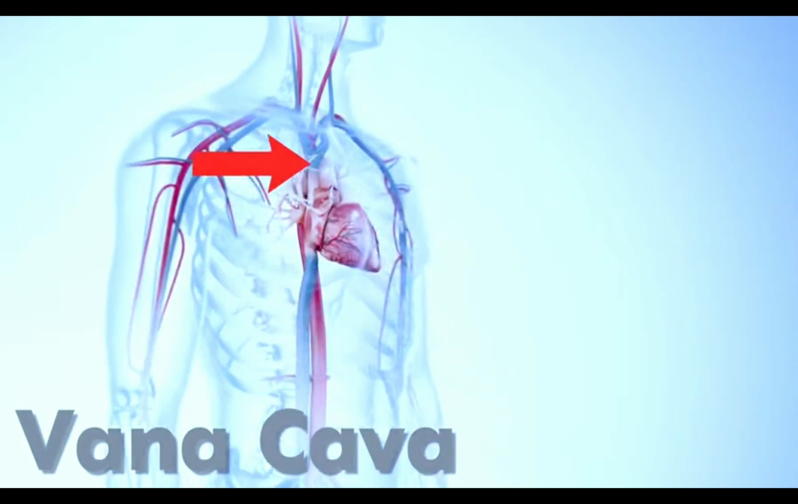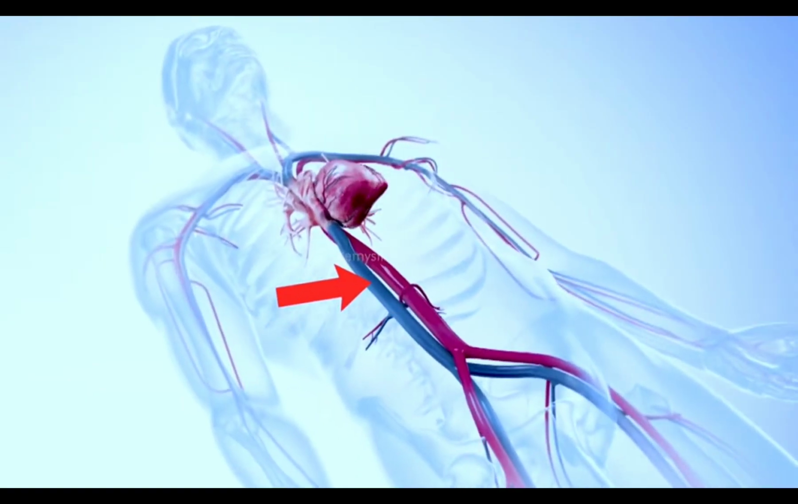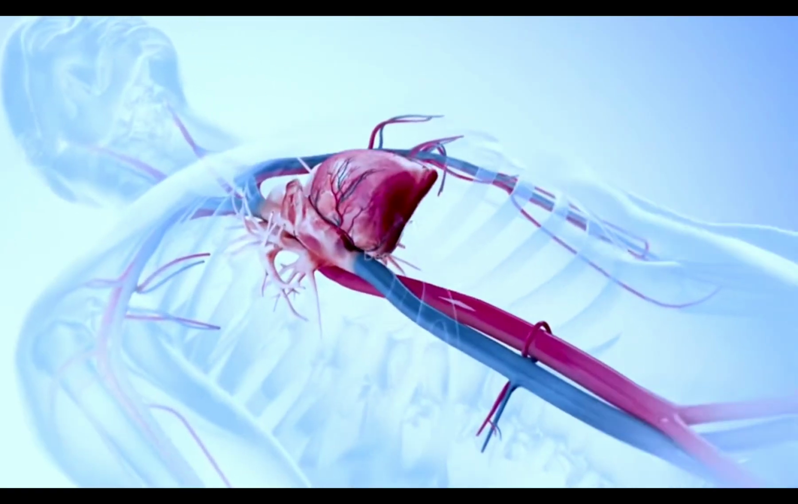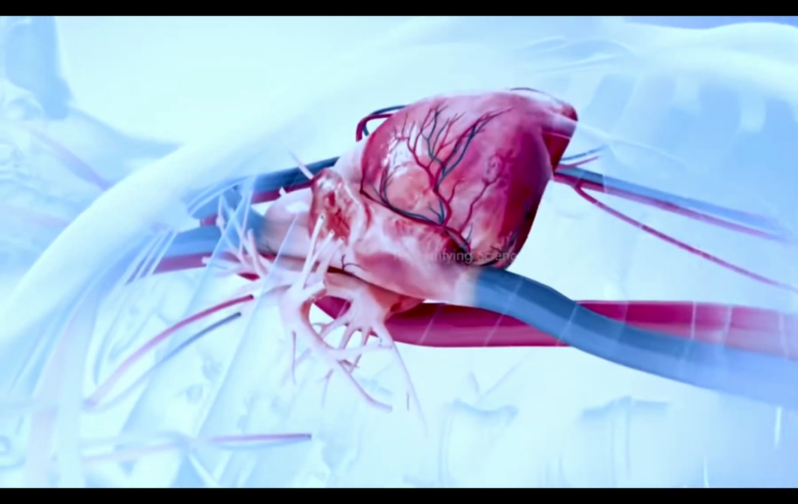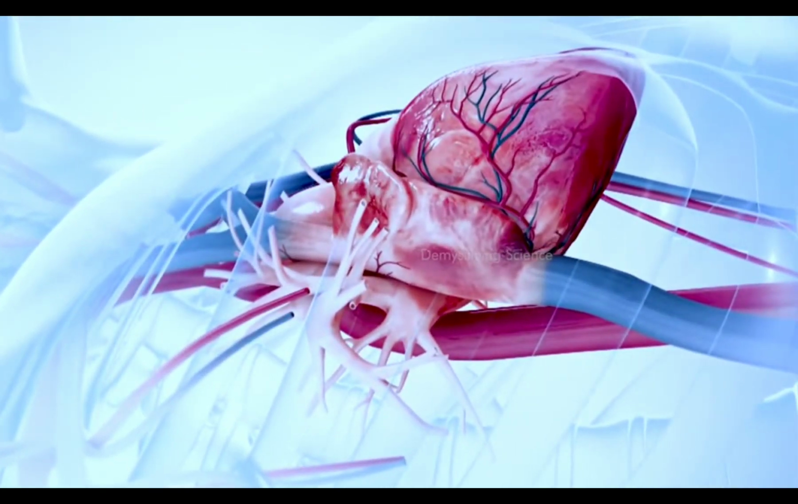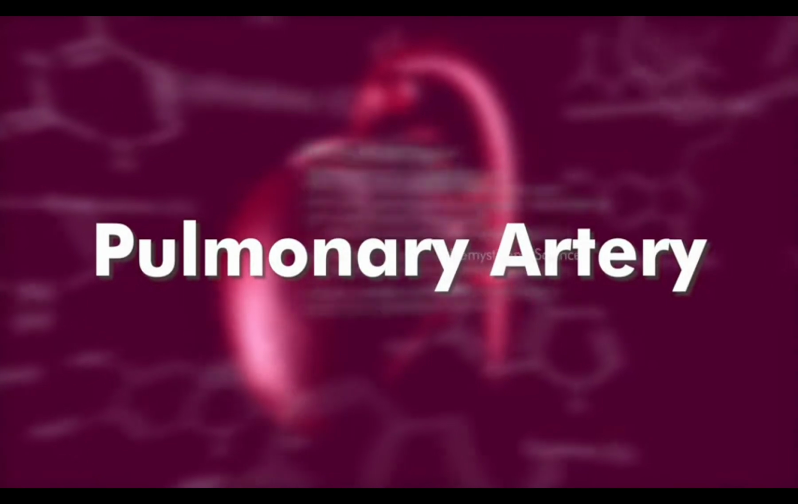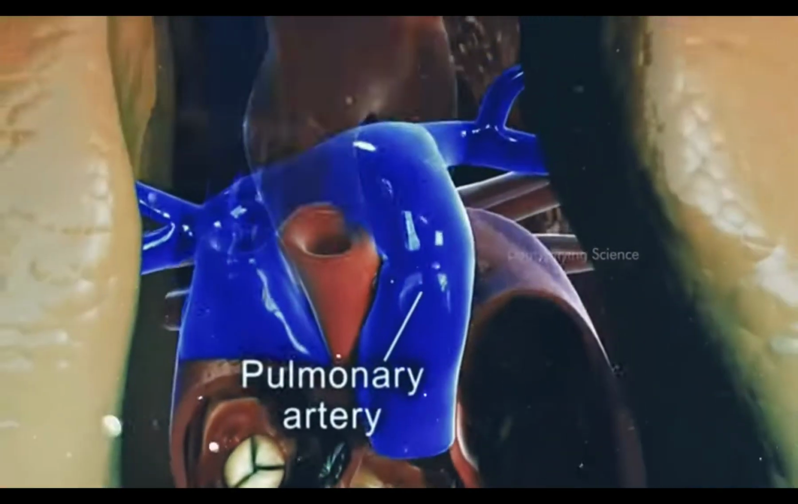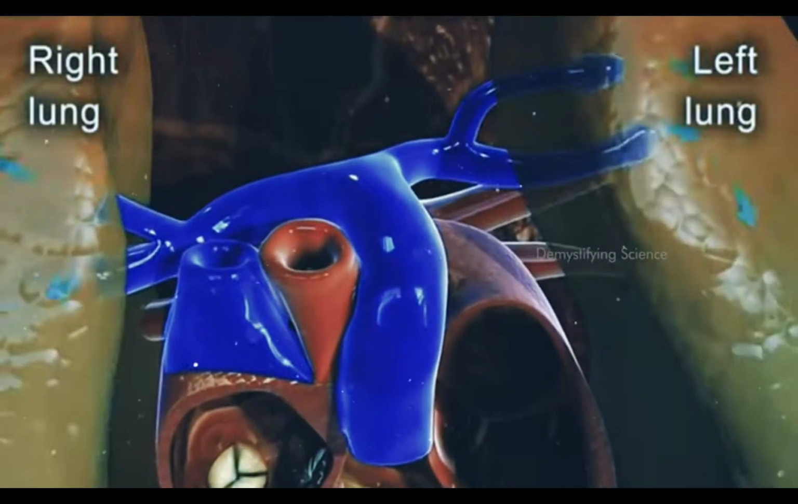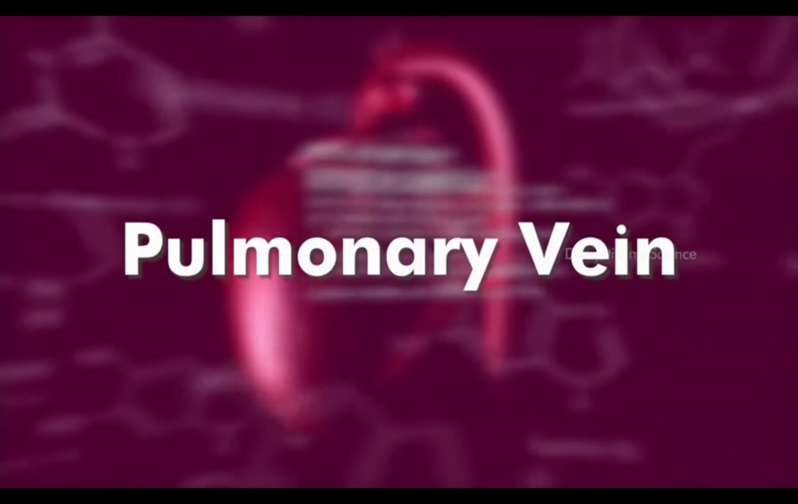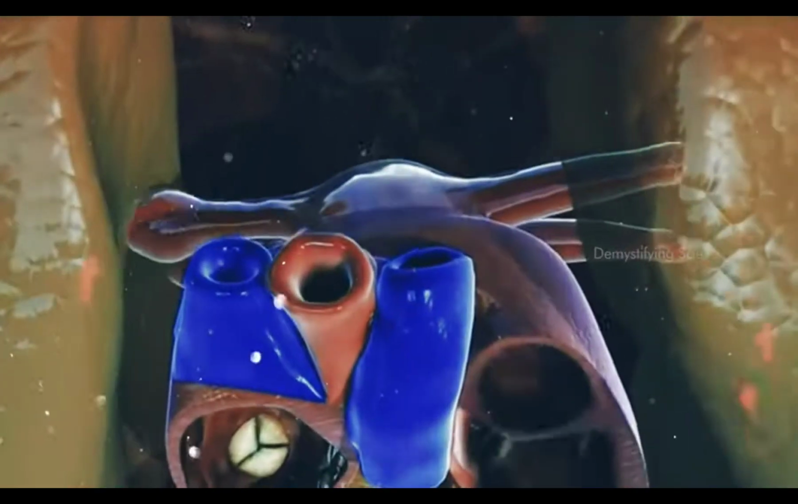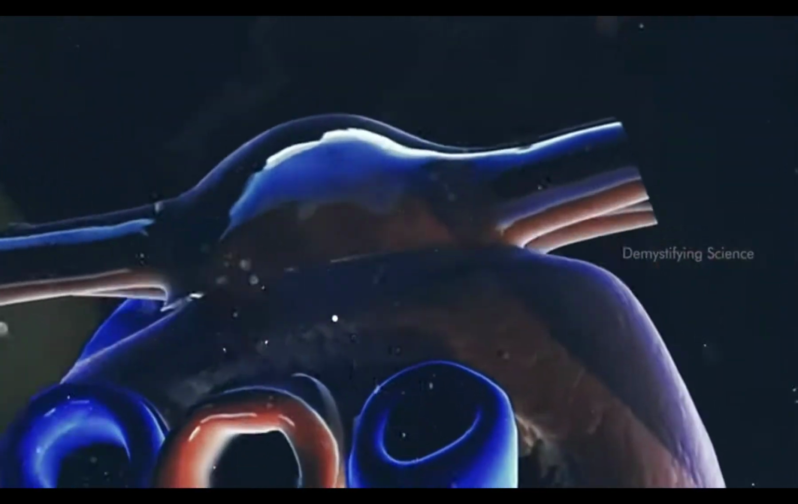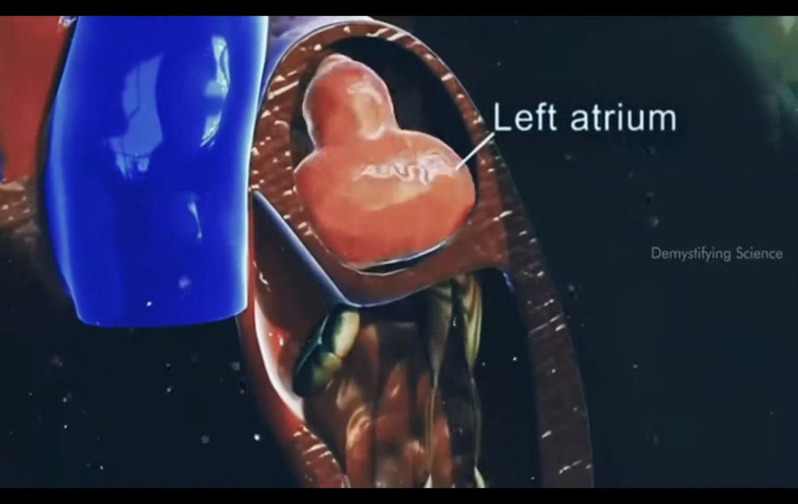Number 2. Vena cava. The vena cava is the largest vein in the body. It carries deoxygenated blood from the body back to the heart. Number 3. Pulmonary artery. The pulmonary artery carries deoxygenated blood away from the right ventricle to the lungs. Number 4. Pulmonary vein. The pulmonary vein returns oxygenated blood from the lungs to the heart.